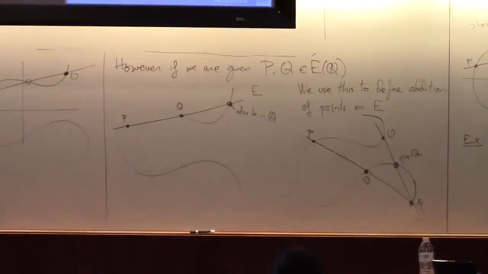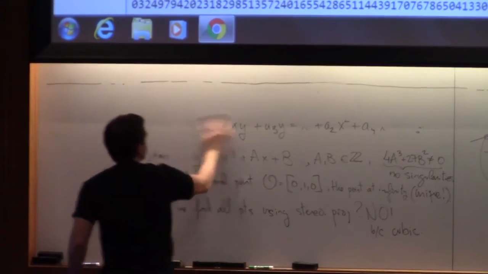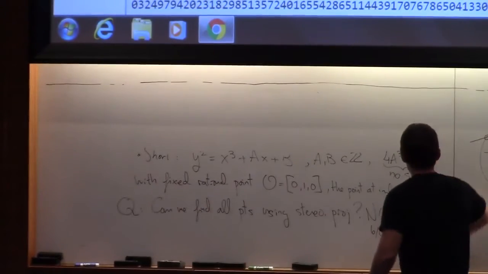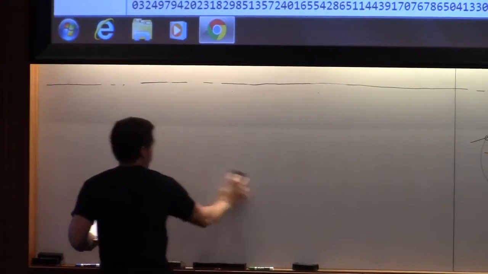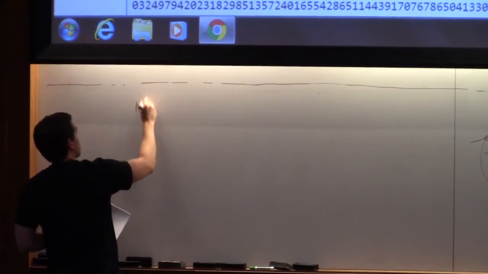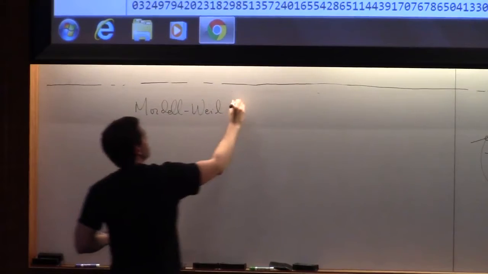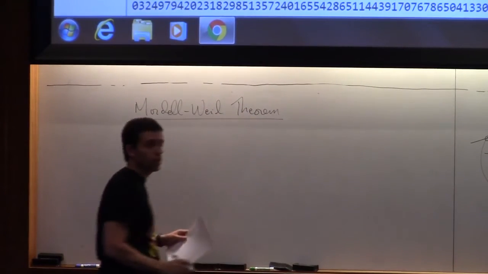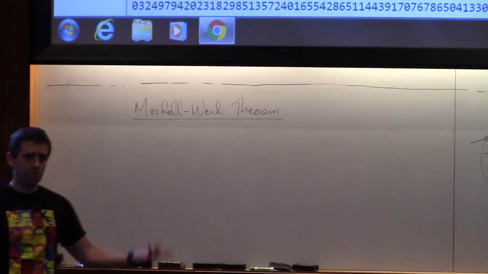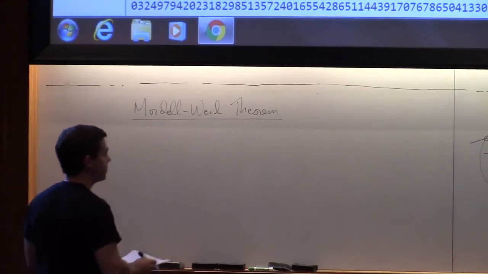Okay. So, what kind of points can I get on an elliptic curve? That's where the Mordell-Weil group comes in, where the Mordell-Weil theorem comes in. So the Mordell-Weil theorem, over Q is actually just the Mordell theorem. They proved it over other fields and proved it more generally for abelian varieties.